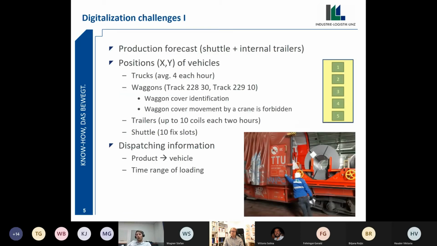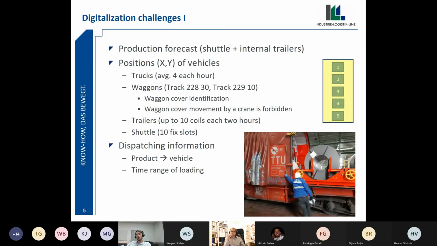So what are our digitalization challenges? We have to do some production forecasts to know at which times we have incoming calls to the shuttles. We also have to do that for the internal trailers because they are dynamic. They can appear at any time. So we have to do forecasts so that we are not interrupted in the loading process over time.